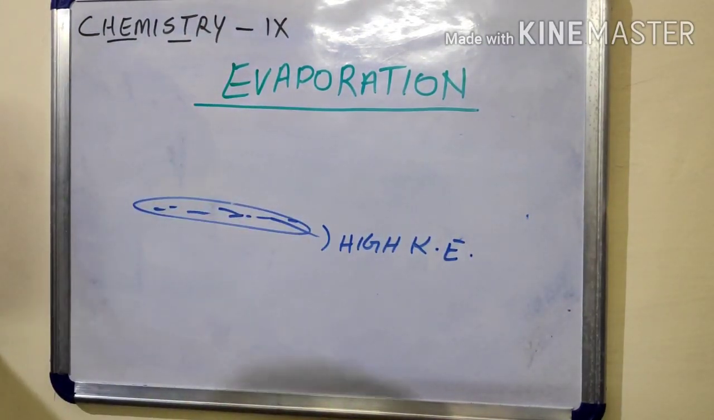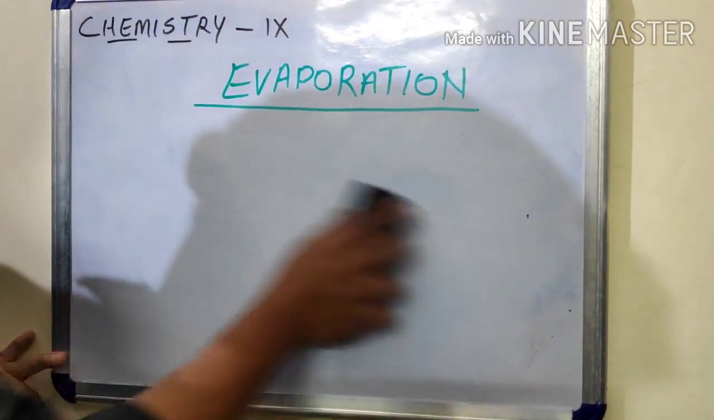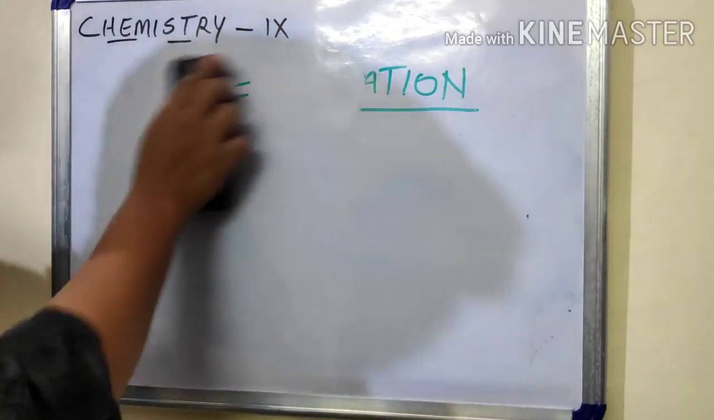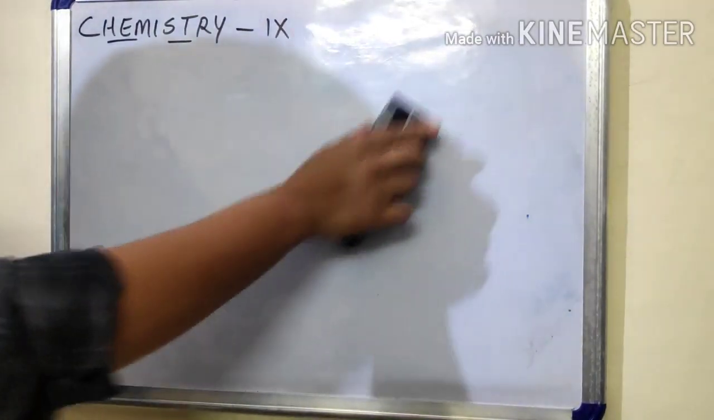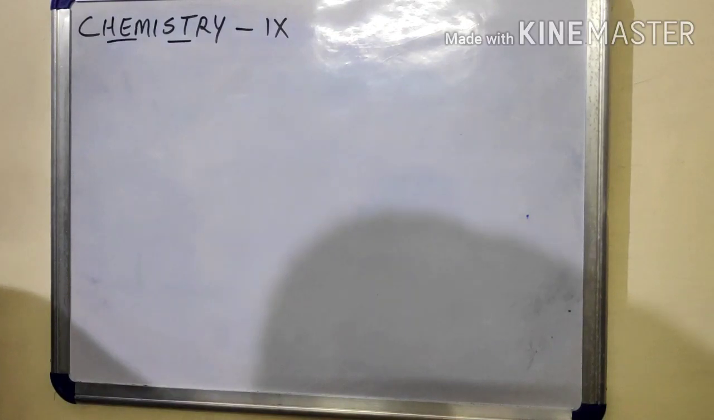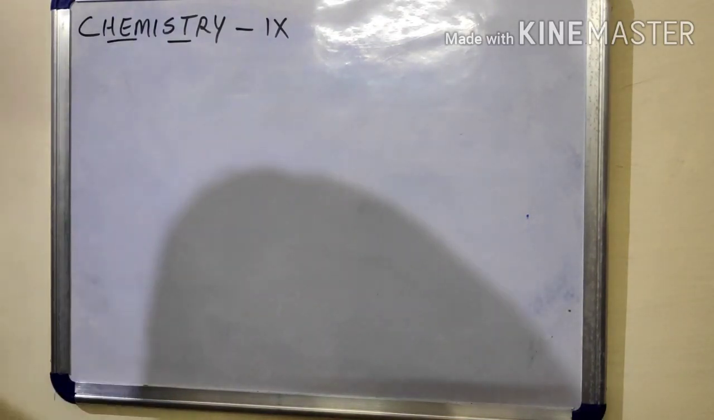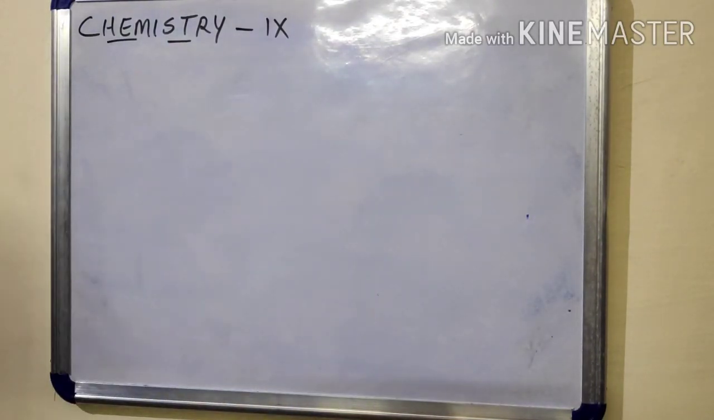Now in the next class, we will look at the factors that affect evaporation. From the next class, we will do this final topic: what are the factors that affect evaporation? And with that, we'll close the chapter off with some questions in the next class.